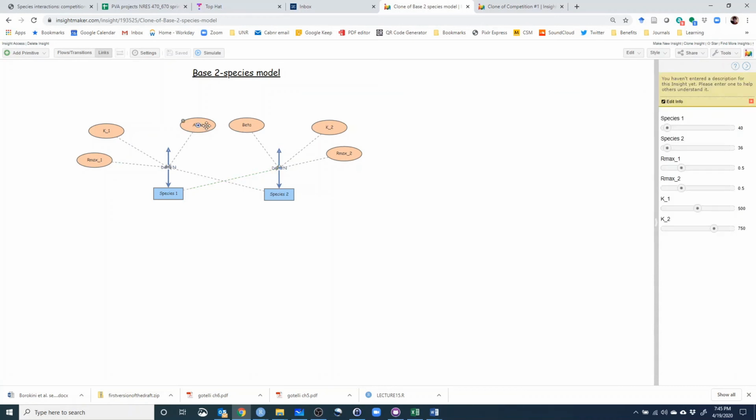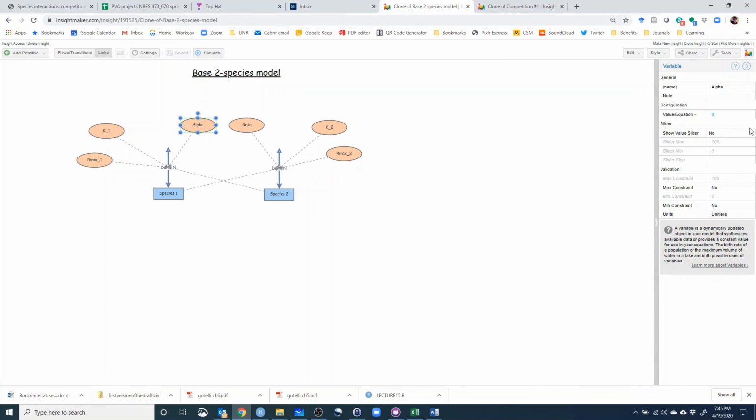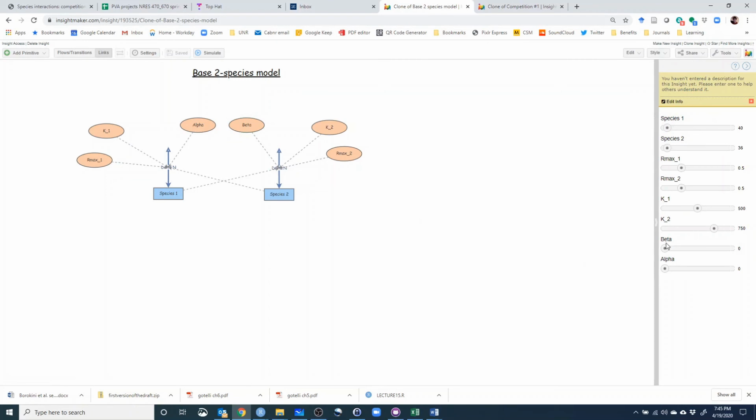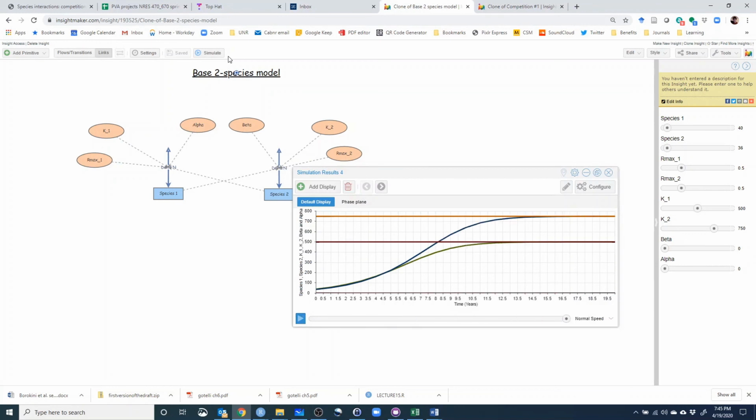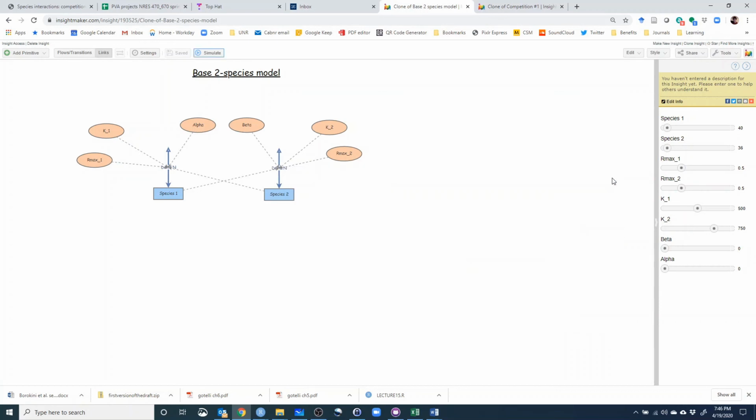We might want to add alpha and beta as value sliders so that we can play with different values. So let's add a value slider that goes from 0 to 5 for both alpha and beta. And now we can play around with different values of competition coefficients. Now, if competition coefficients are 0, there is no competition, and it should be exactly the same as before. So let's just make sure, yep, everything looks good there. Now we can start playing around with different values of alpha and beta. And this is where the fun begins.